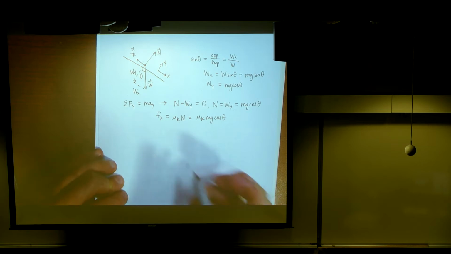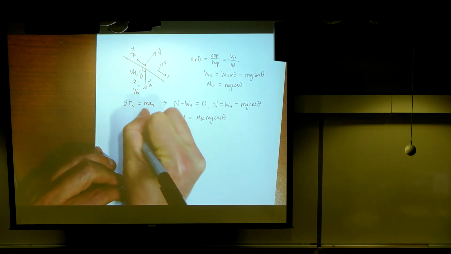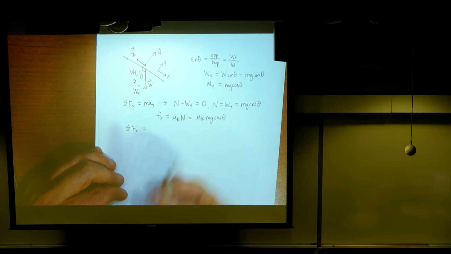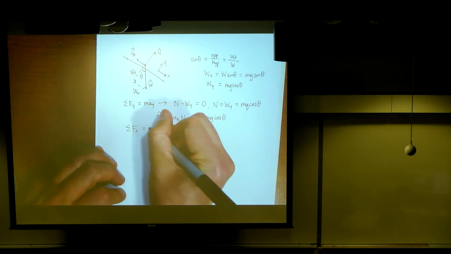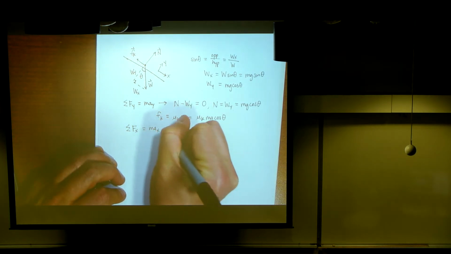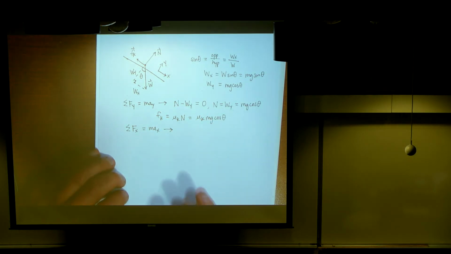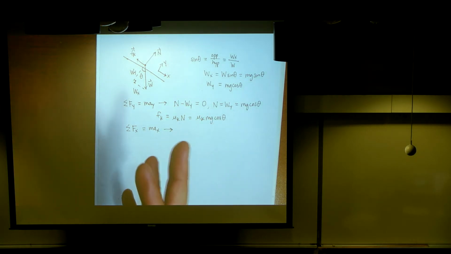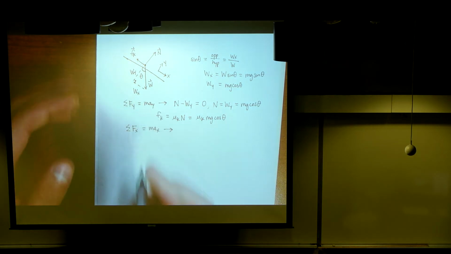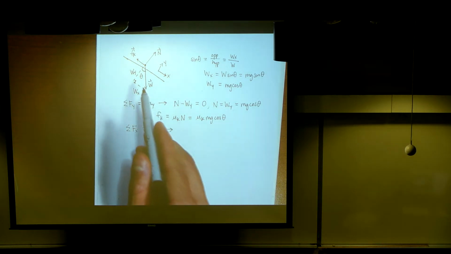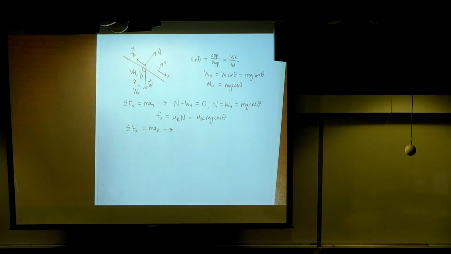So next, we can see what we can learn by doing F equals ma in the x direction. So again, use your diagram to help you out and use it as reference. Like what forces, just looking at this diagram, are acting in the x direction?